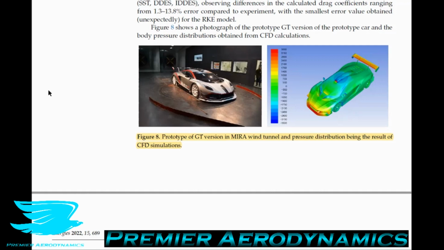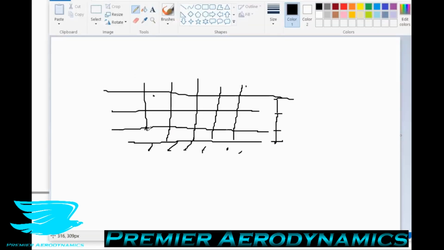DES is kind of halfway between RANS and LES. What happens is we have RANS modeling near the wall. So when we are in the boundary layer, we'll use a RANS approach. But when we are further away from the boundary layer, or even partly inside the boundary layer, we'll use an LES approach. So we'll have this meshing between the two.